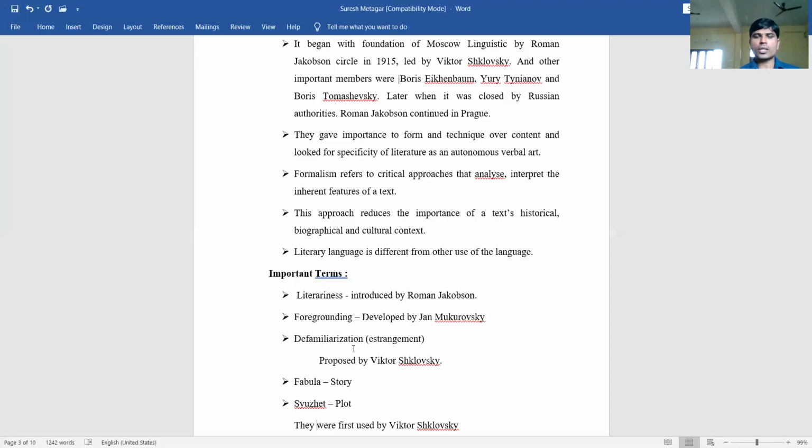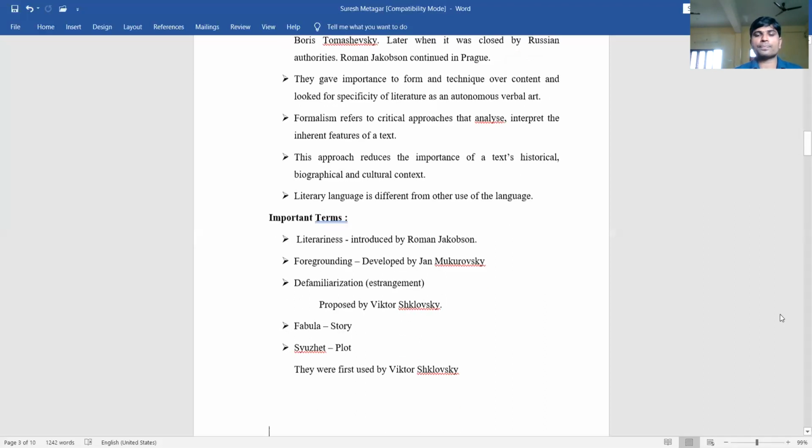Then we have two more terms, fabula, that means story, and sujet, that means plot, which were first used by Victor Shklovsky again. Here, Shklovsky differentiates story and plot. Story is just a collection of events, or chronological events, whereas plot is a systematic presentation of those incidents, as Aristotle defines. It is a systematic arrangement of incidents, which means effective use of language. When we use language effectively, that becomes plot, that gets literary quality. That gives literary quality to the language. So this is about formalism.